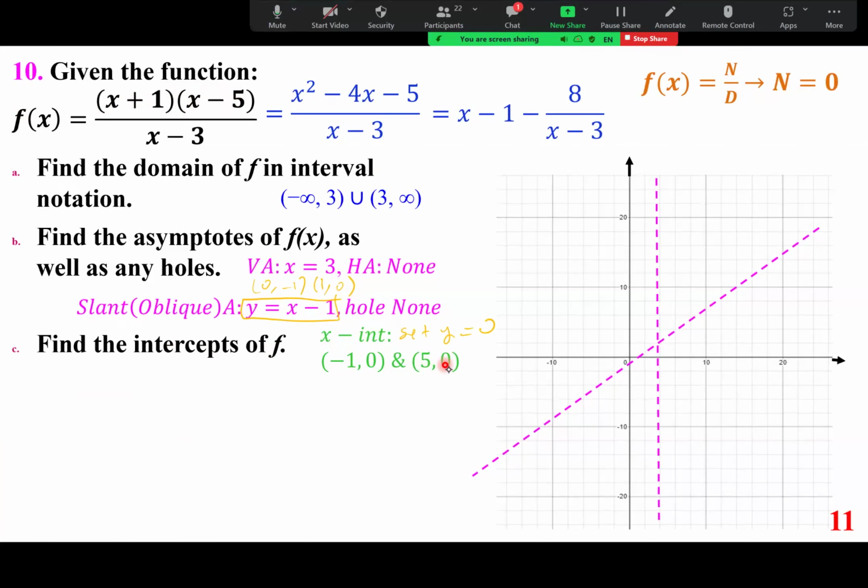So you can plot those pairs, -1, 0, 5, 0. So we have those two pairs. Y-intercept, everybody, when x is 0, and it's probably easier to go with this one. When x is 0, this goes to 0, -5 over -3, or 5/3. 0 and 5/3. 5/3 is 1 and 2/3, so it's between 1 and 2. So somewhere there.